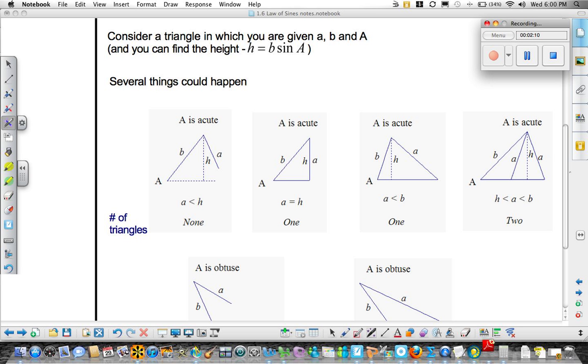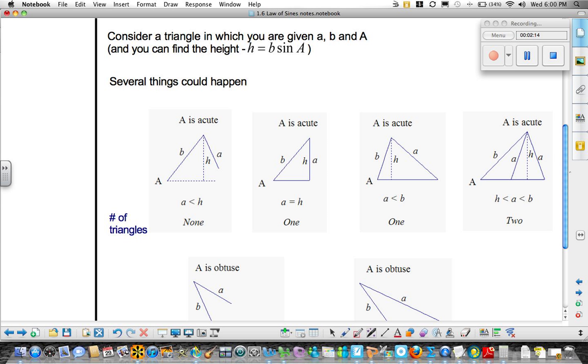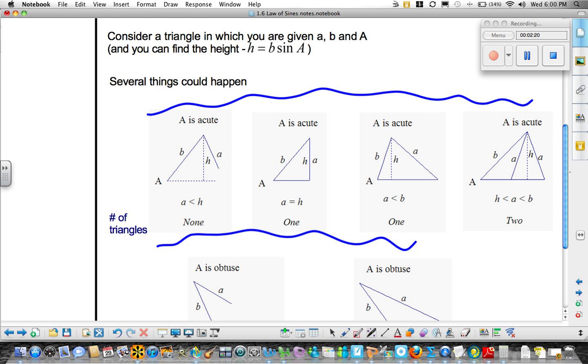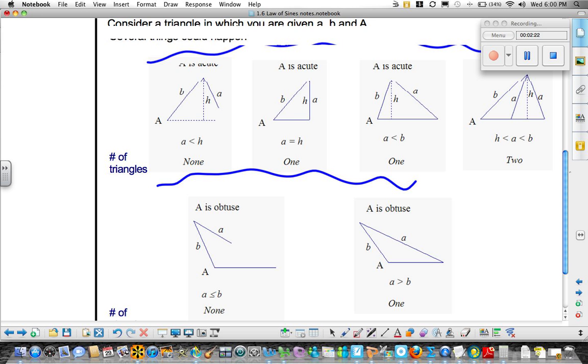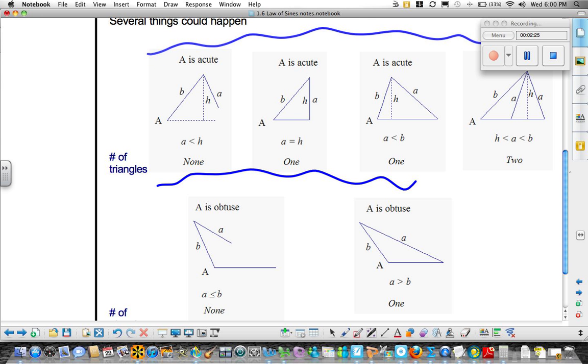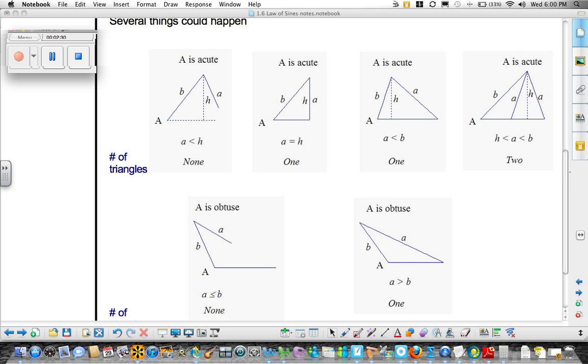Now, if A is in fact acute, then there's 4 different possible triangles that could be created. Okay? Now, the thing that's important is comparing the length of A to either the length of side B here or to the height of the triangle. So I want you to keep those two things in mind.